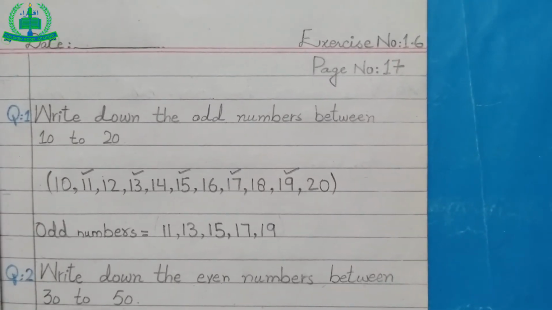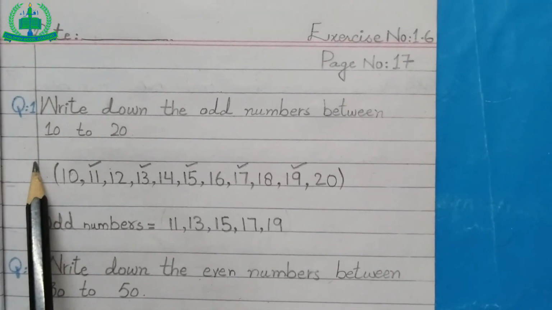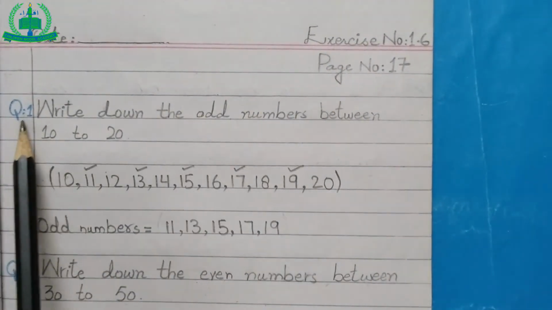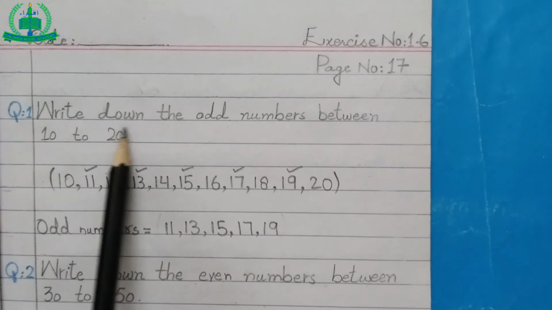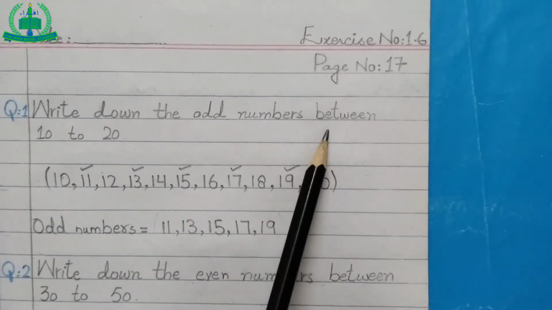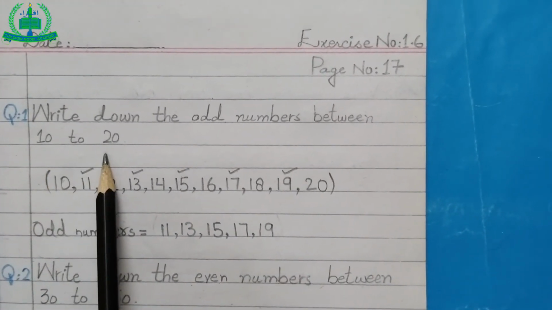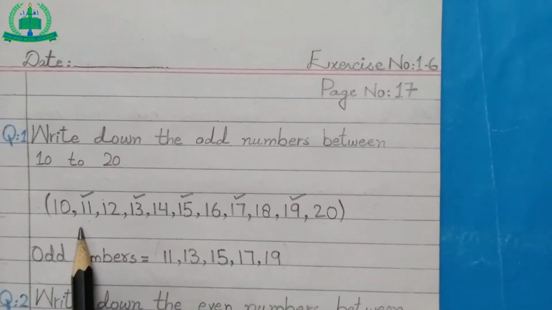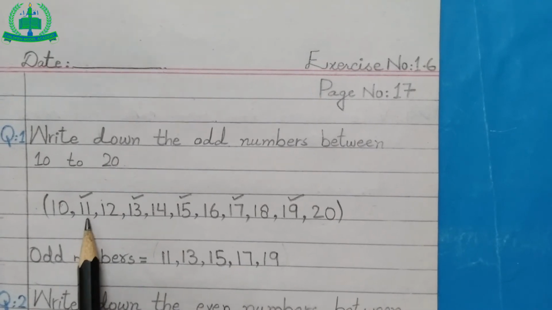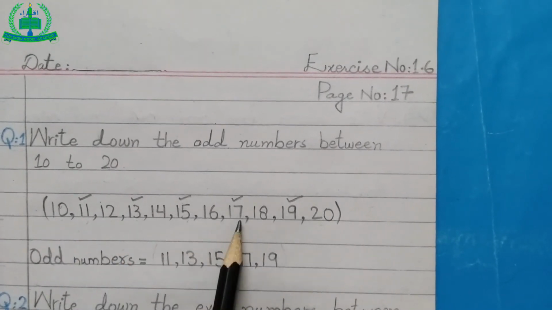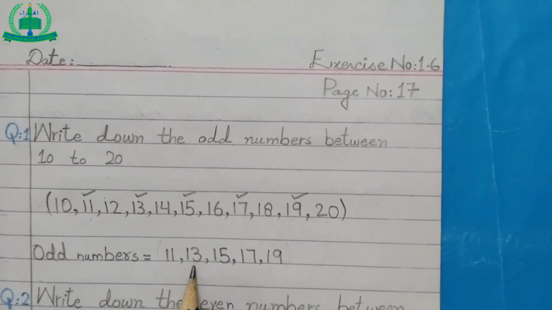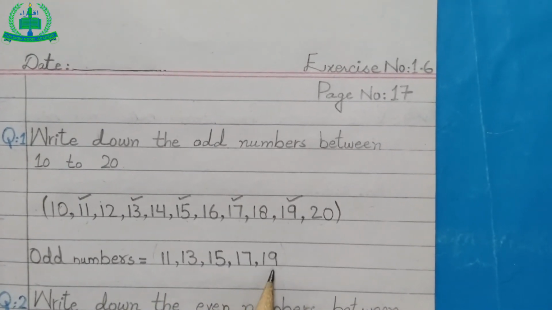Now open your maths copy, draw a margin line, mention the date, exercise number and page number. Write question number 1. Write down the odd numbers between 10 to 20. Write down counting from 10 to 20 and separate the numbers which end with 1, 3, 5, 7 and 9. Odd numbers are 11, 13, 15, 17 and 19.